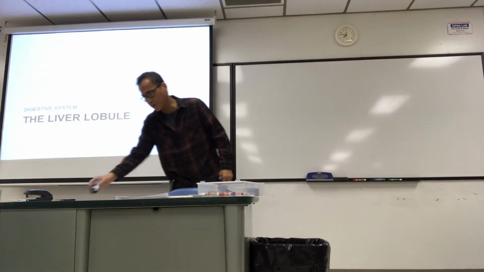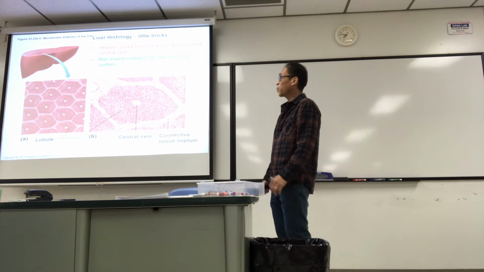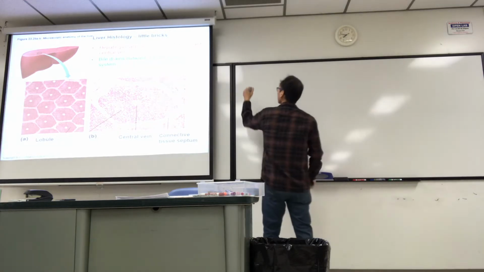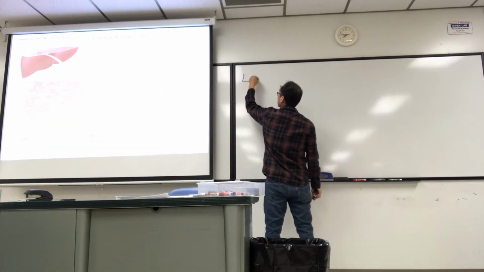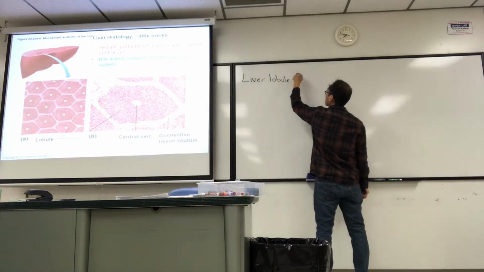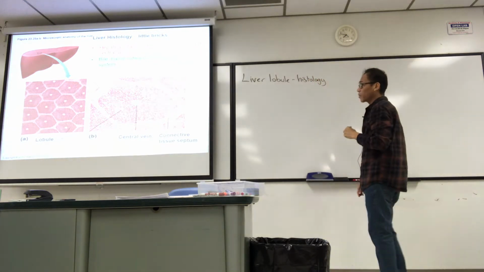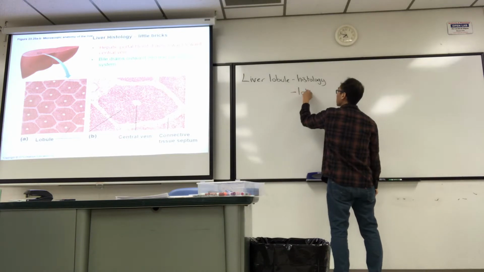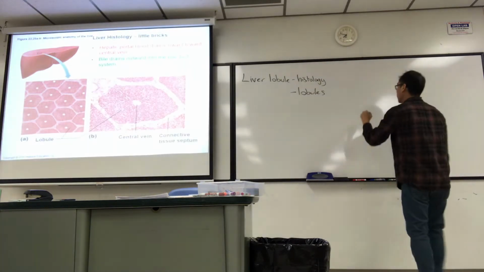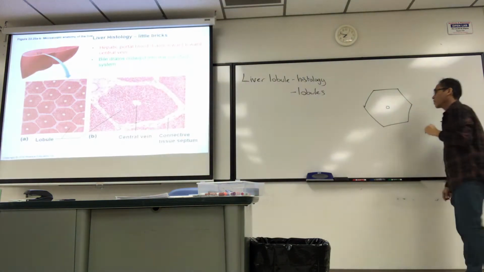This is the functional unit of the kidney here. And if you look at the kidney under a microscope, it's arranged in these little hexagonal shapes. So this is histology, and by studying it we can learn the physiology of how the liver operates. When we say lobules, it's roughly that six-sided shape. There's a hole in the middle.